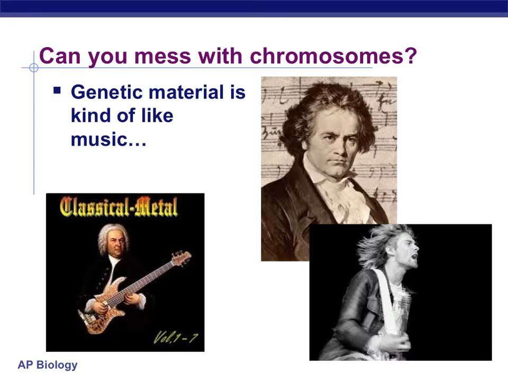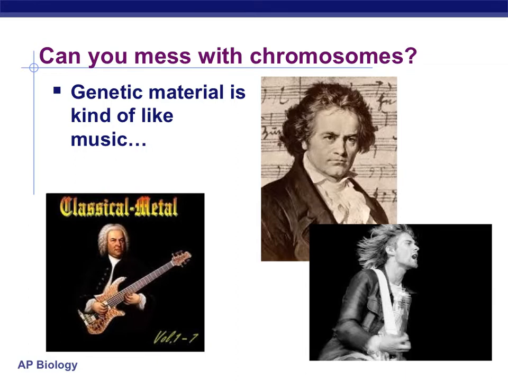We haven't talked a lot about chromosome numbers yet and the amounts of genetic material, but we do know that human body cells have 23 pairs of chromosomes. But it's important to know that we can't mess with the chromosome number and the genetic material. And I think of it a lot like music.